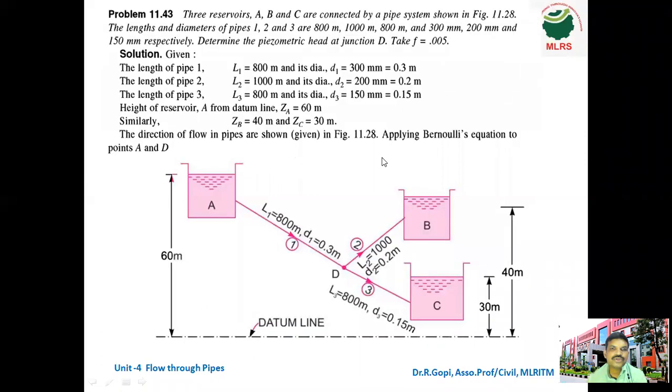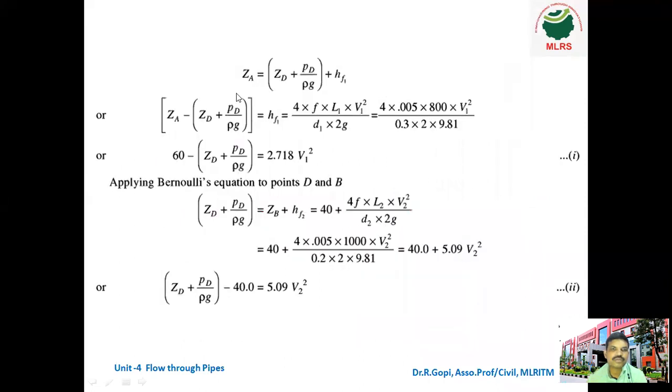The direction of flow in the pipes is shown in the figure. Applying Bernoulli's equation between points A and D, as per the first step of the previous problem, ZA equal to ZD plus PD by rho G plus HF1. This only we want. This is called the piezometric head: ZD plus PD by rho G is the piezometric head. Here the discharge of the pipe is not given, so please understand. Keep ZA on one side, so ZA minus ZD plus PD by rho G is equal to HF1.